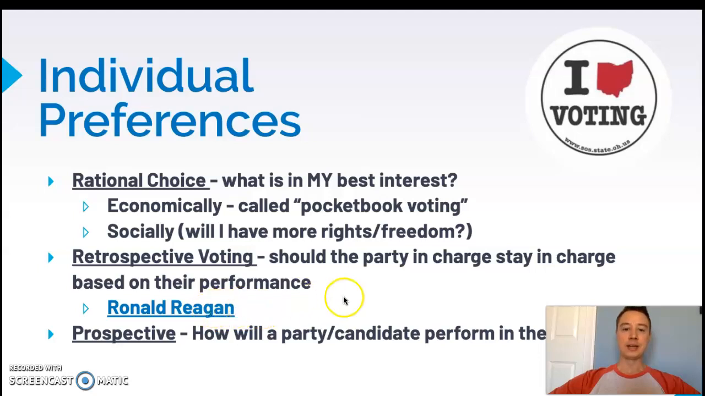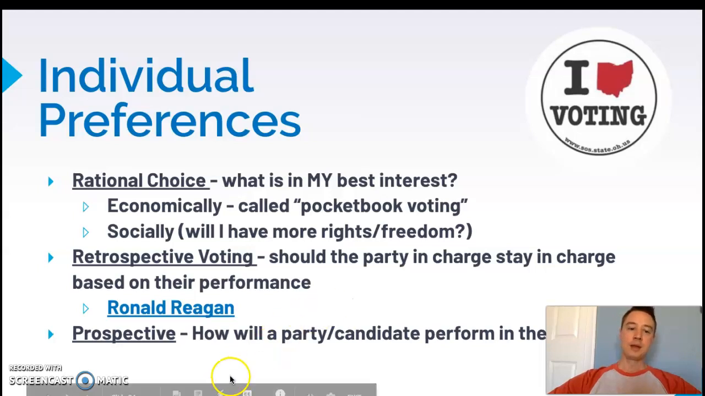Another one is called retrospective voting, and that idea is encapsulated here. If you click on the Reagan link and watch his famous closing in his speech in the 1980 election, look, the last 4 years, are you better off today than you were 4 years ago? If you are, then you vote for the people who are still in charge. But if you feel like the last 4 years you're worse off today than you were when you started, then vote for somebody else. And then prospective voting, that just refers to who do I think will do the best over the next 4 years.